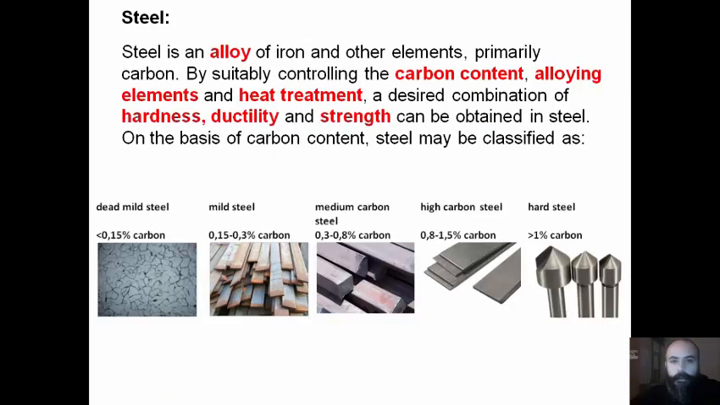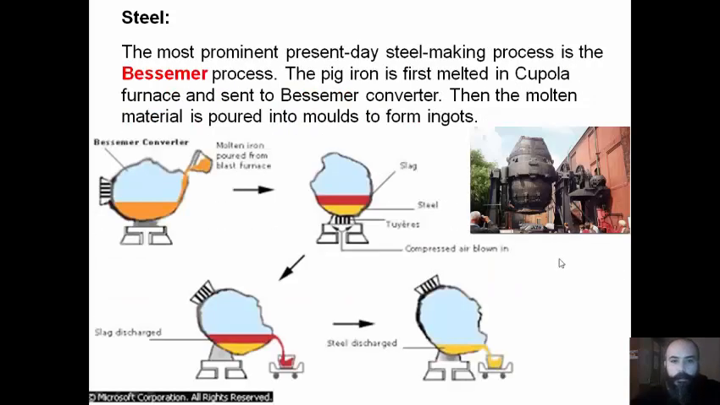Steel is an alloy of iron and other elements, primarily carbon. By suitably controlling the carbon content, alloying elements, and heat treatment, a desired combination of hardness, ductility, and strength can be obtained in steel. On the basis of carbon content, steel may be classified as dead mild steel, medium carbon steel, high carbon steel, or hard steel containing more than 1% carbon.